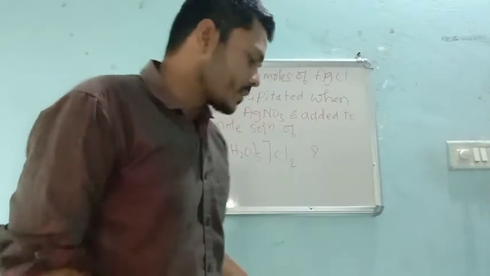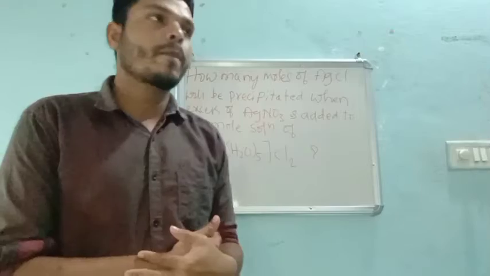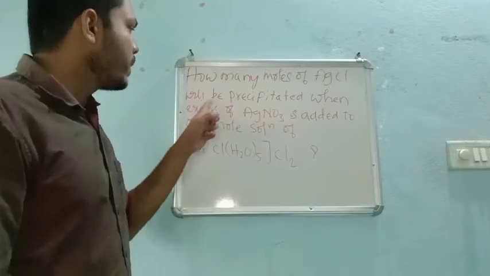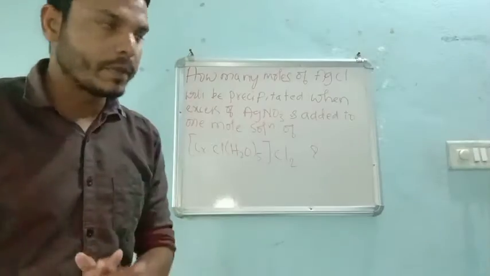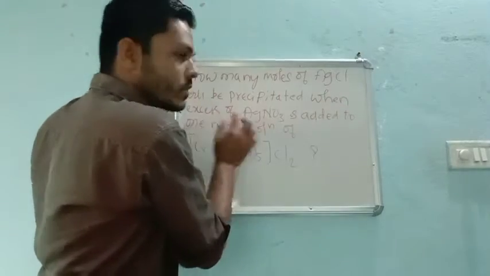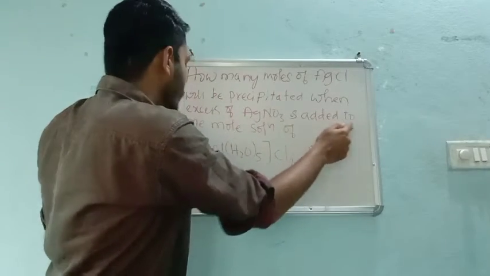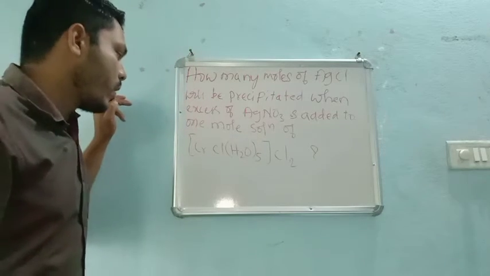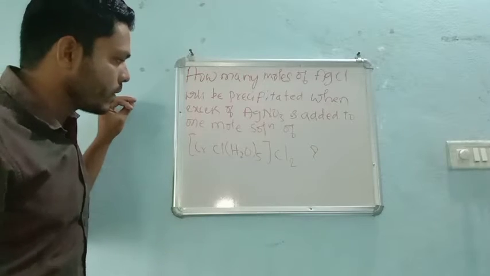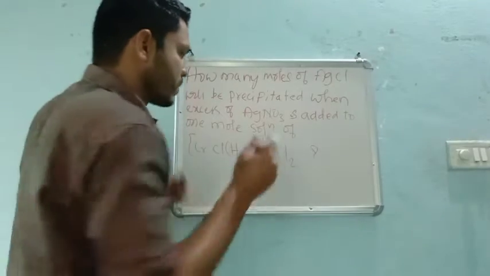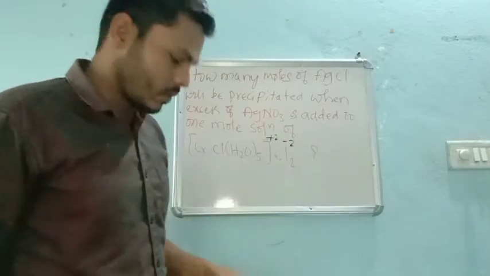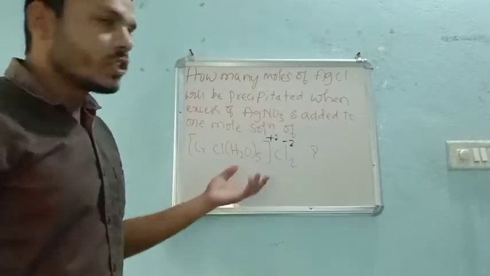So first you try to understand this question. Question is very simple, right? What they have asked is how many moles of AgCl will be precipitated when excess of AgNO3 is added to 1 mole solution of this, that means [CrCl(H2O)5]Cl2, that is 2 plus. Penta aqua chloro chromium chloride 2, right? So this is the name of this compound.